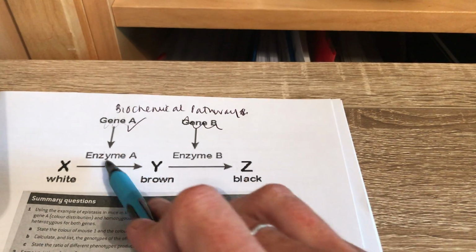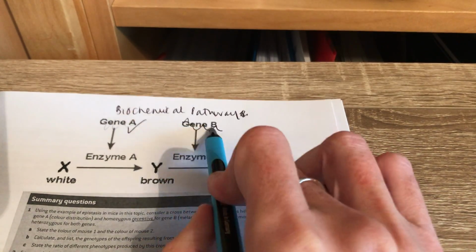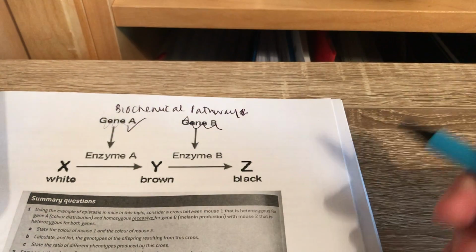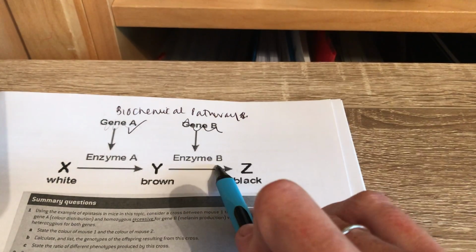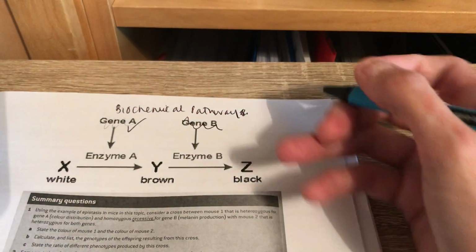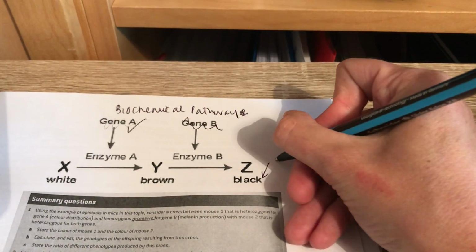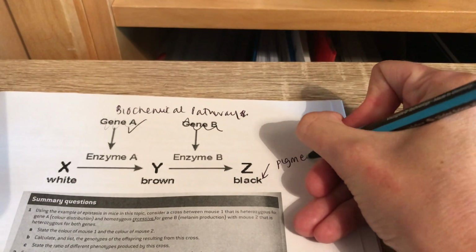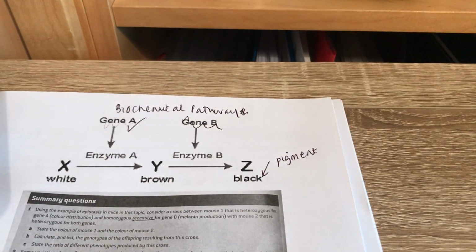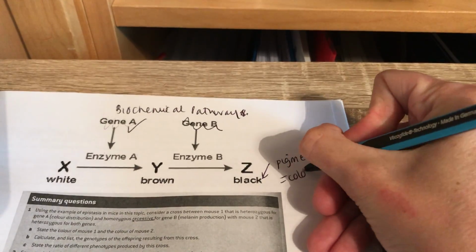So a lot of these coloration changes are caused by different copies of these different genes. We don't need to do anything with that as long as you just understand how it works. These coloured chemicals here, like melanin was mentioned before, just check you know the word pigment. A pigment just means a coloured chemical.